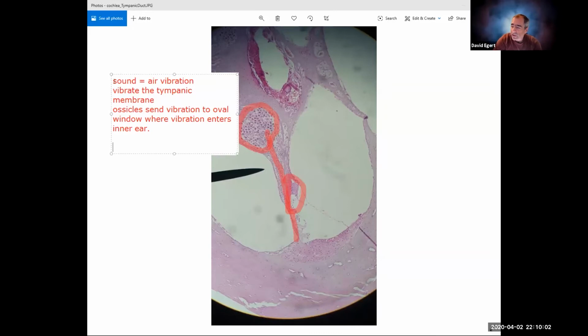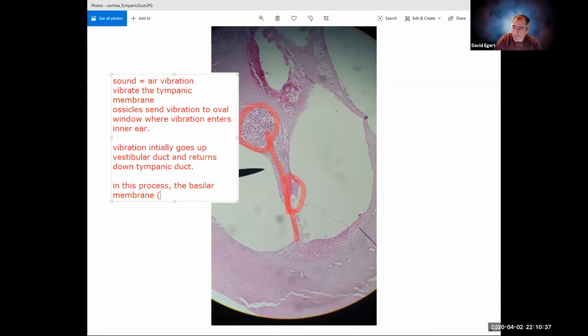Then in the inner ear, vibration initially goes up the vestibular duct and returns down the tympanic duct. In this process, the basilar membrane, again, which divides the cochlear duct and the tympanic duct.